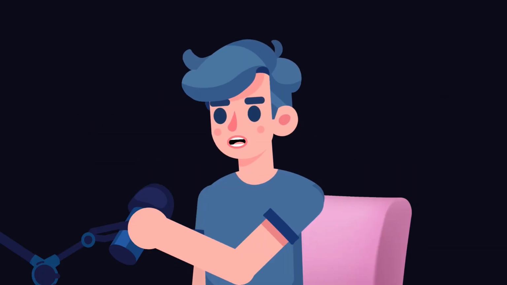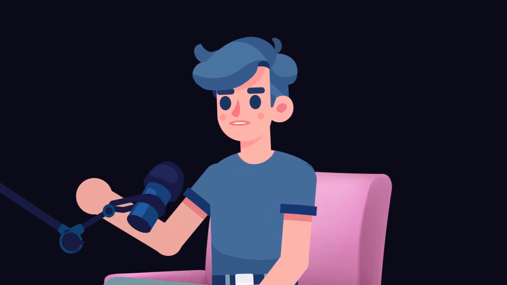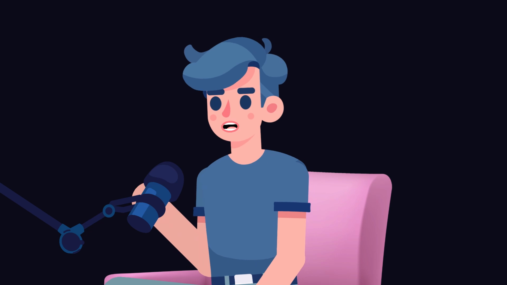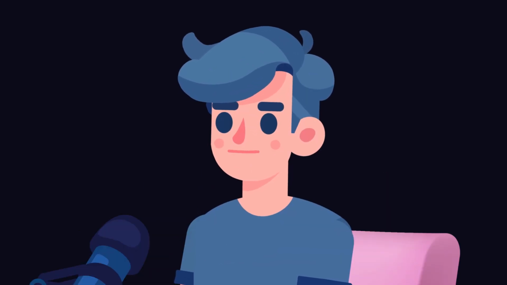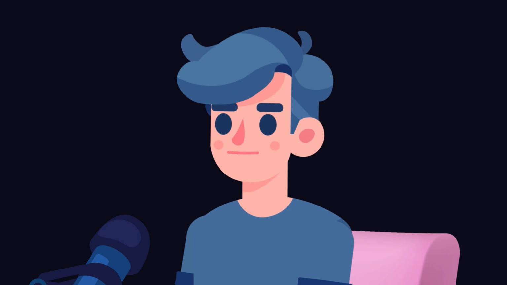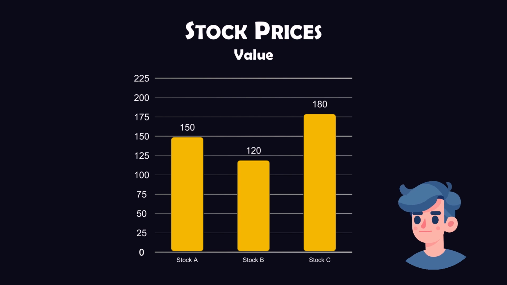Now, to truly grasp risk, it's essential to know the types of financial risks. The most common ones include market risk, credit risk, liquidity risk, and operational risk. Let's break these down with examples. Market risk is the risk of losses due to changes in market prices. For instance, a stock you invested in could drop in value.